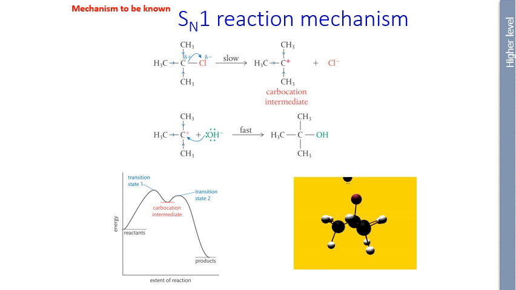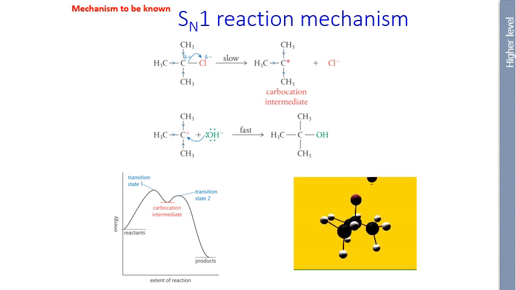Okay, so the tertiary carbocation is going to be stabilized by those three alkyl groups. What happens is that you have the chloride ion leaving, which is the slow step, to form the carbocation intermediate, and then quickly the hydroxide nucleophile attacks the carbocation to yield the corresponding tertiary alcohol. And here is just a small animation illustrating that point.